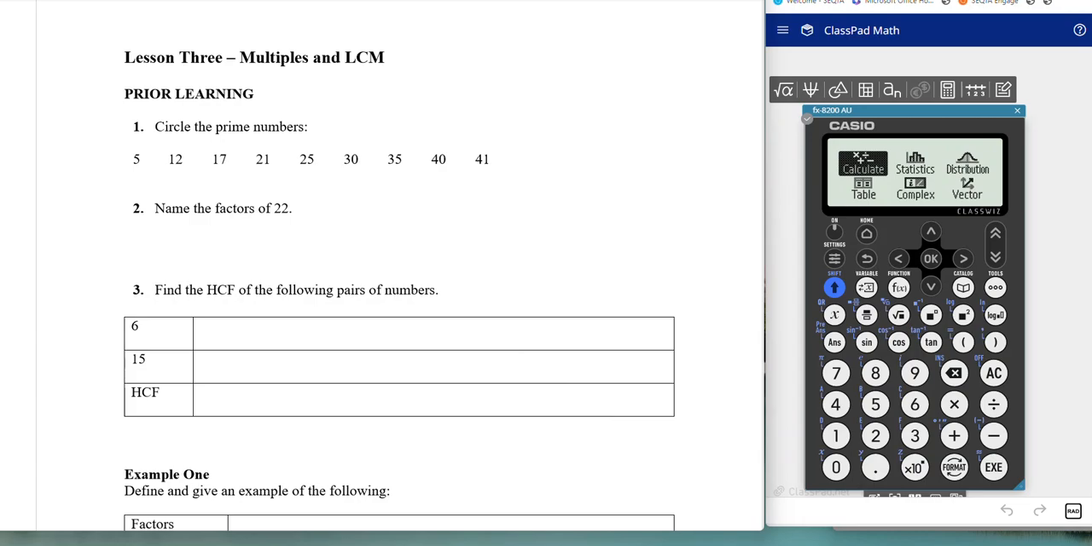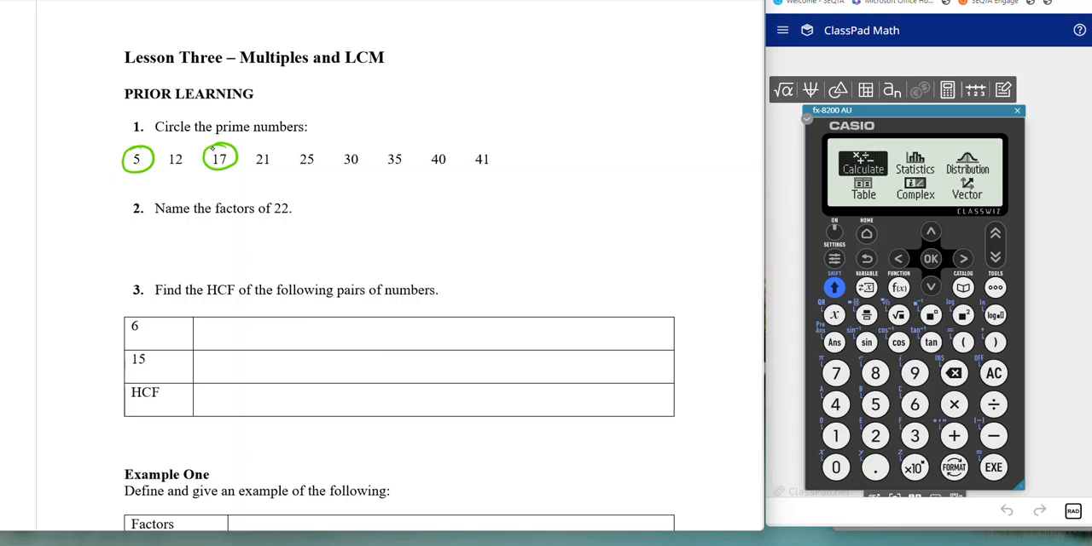Okay, so question 1, circling the prime numbers. The prime numbers are the ones that only have 2 factors, itself and 1. So 5 is a prime number. 12 is not because it has 1, 2, 3, 4, 6, 12. It has lots. 17, yep, 1 and 17, that's prime.